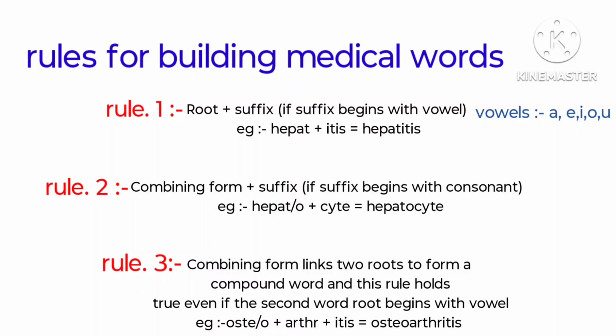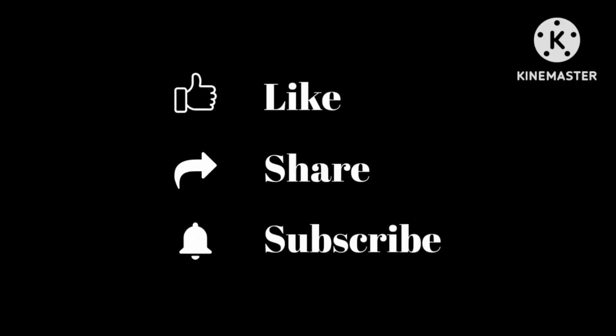Do not get confused between second and third rule, because in second we had told that combining form combines with suffix that begins with consonant, but in third rule we are saying that combining form combines with the word root, not suffix, that begins with vowel. In next video we will solve much more tricky examples related to this topic.